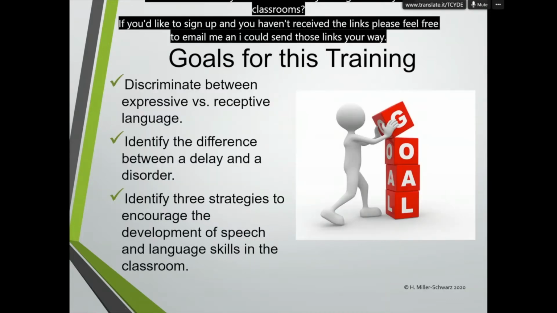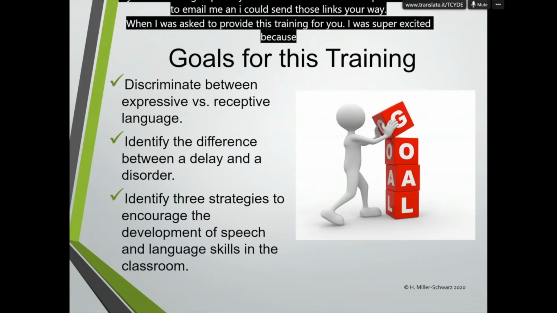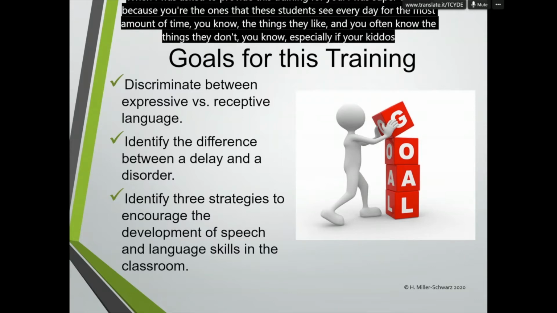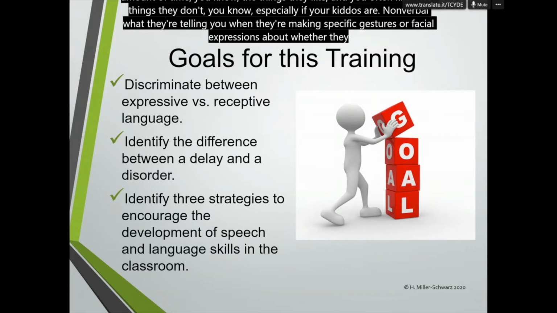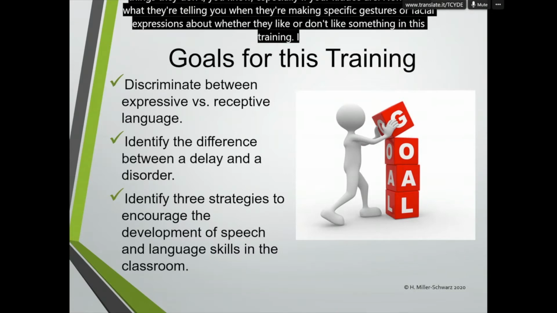When I was asked to provide this training for you, I was super excited because you're the ones that these students see every day for the most amount of time. You know the things they like and you often know the things they don't like. Especially if your kiddos are nonverbal, you know what they're telling you when they're making specific gestures or facial expressions about whether they like or don't like something. In this training, I hope to give you a few new strategies that might help you to communicate better with your students.